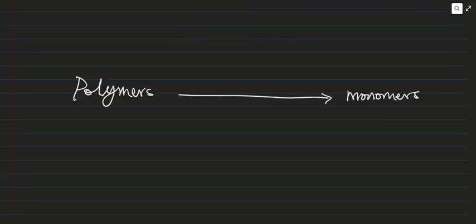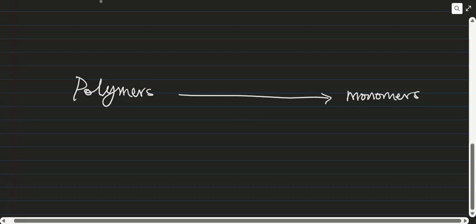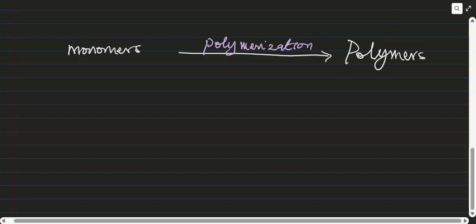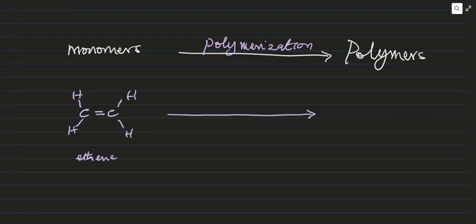The reactions that build polymers from monomers are called polymerization. Ethene is a good example of monomers. Remember, the chemical formula of ethene is C2H4. So when ethene is heated to 50 degrees centigrade, at a few atmospheric pressure, and over a special form of catalyst, the product is polyethene.